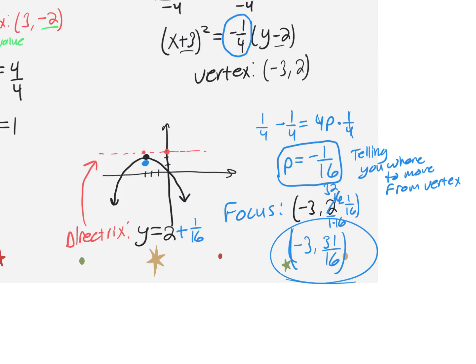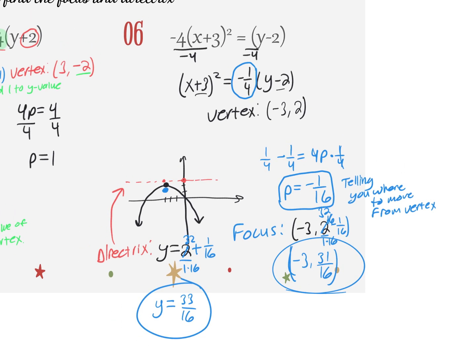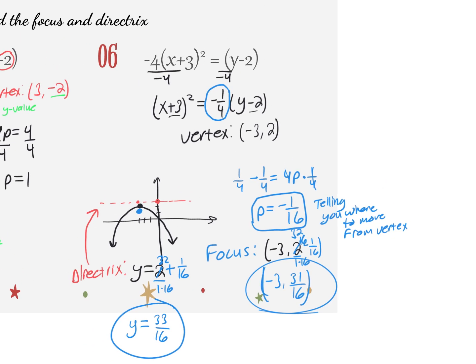Just look at the direction you're moving. If you're moving up, I'm going to add that value. And then again, over 1 times 16 times 16, it's going to get you 32 plus 1 over 16. So my directrix is going to be y equals 33 over 16. Again, a little tricky, but that's as complicated as it gets. That's probably the simplest way to do it.